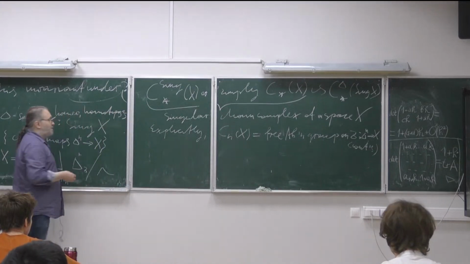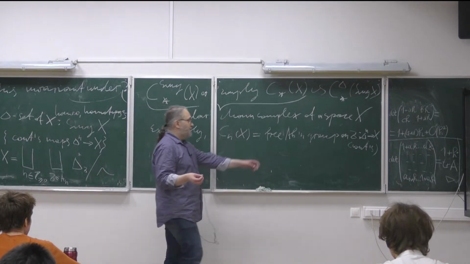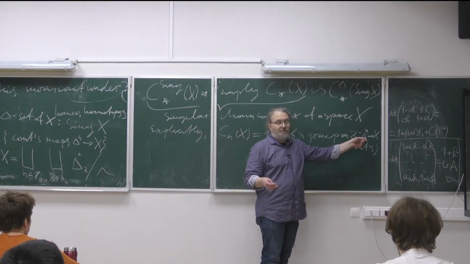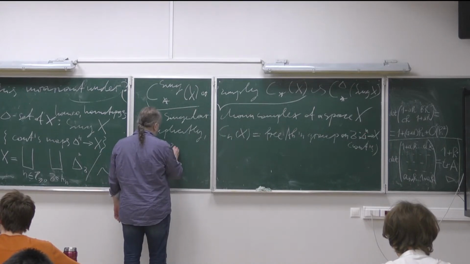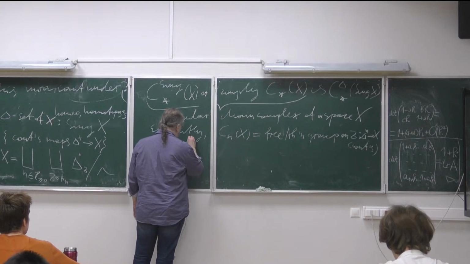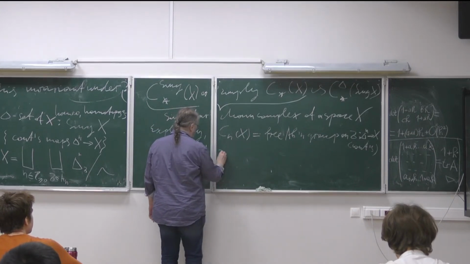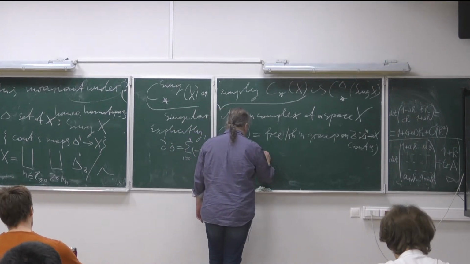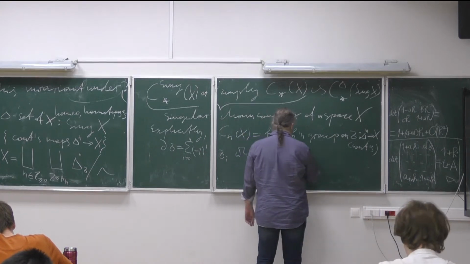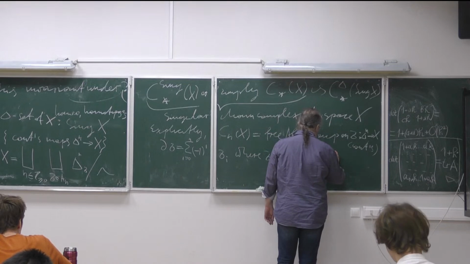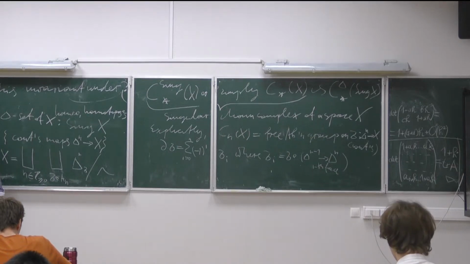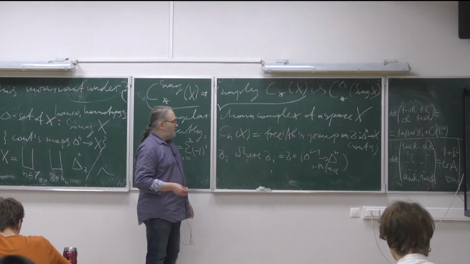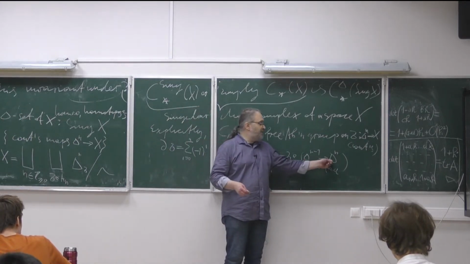Explicitly, C_n of X is the free abelian group on all sigma, continuous maps from delta n to X, and the differential delta is defined by this formula, and sigma_i in this formula is the ith face composed with sigma.